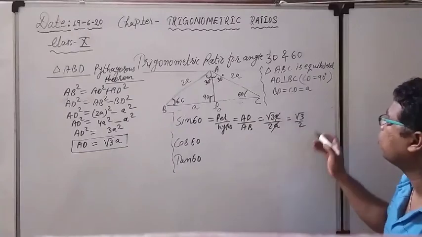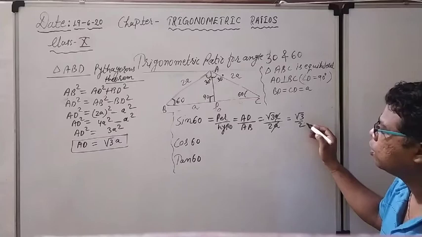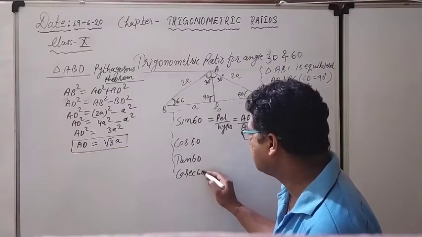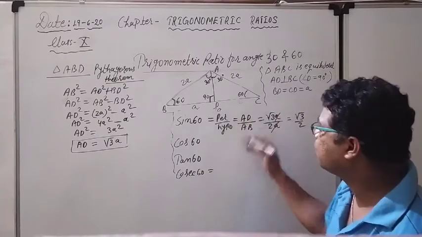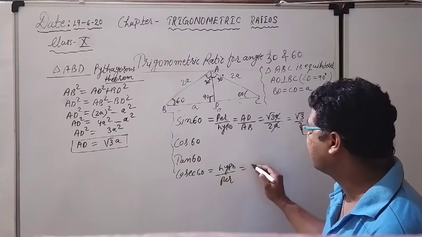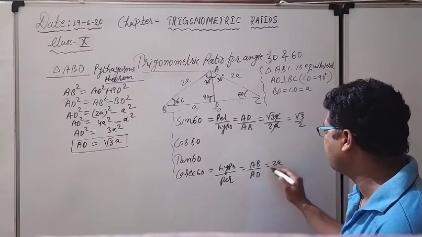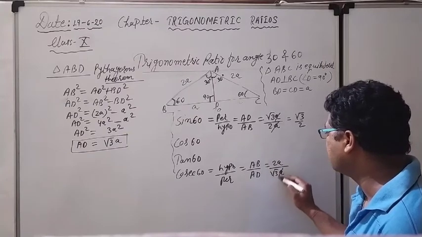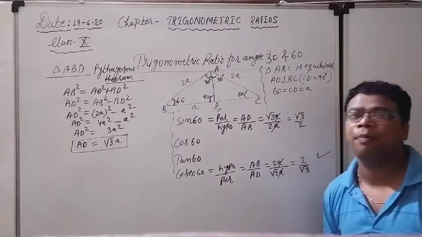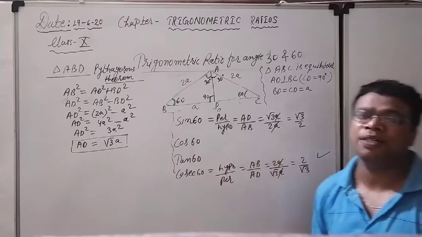Same like that, let me tell about cosec 60. If sine 60 is equal to root 3 upon 2, what is the value of cosec 60 here? I am going to write it down. Cosec 60 is just the opposite, hypotenuse upon perpendicular. After that, AB upon AD, and then 2a upon root 3 a. A and a get cancelled, so 2 upon root 3. That we need not remember. We need not remember this cosec 60 value if we have already remembered the sine 60 value.